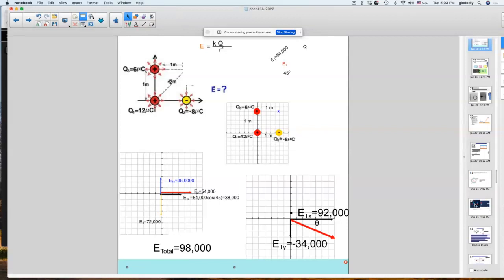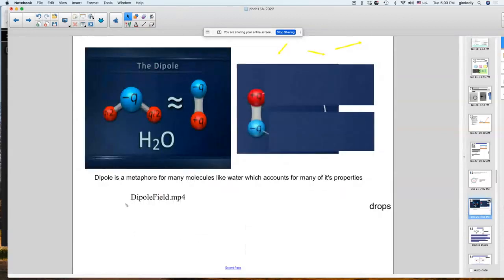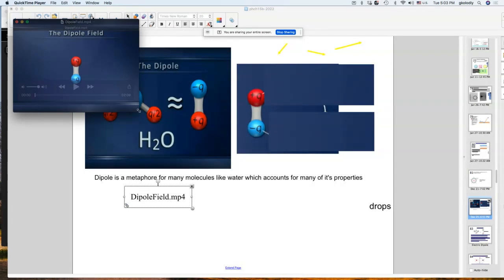So now we're going to go off to a little bit different situation. In real life, various molecules can be modeled by something called a dipole field. A dipole field is like two charges here that add up to Q, for example. They could be the same charges or opposite charges. And this is actually a model of H2O, water. Let me show you this little film here.